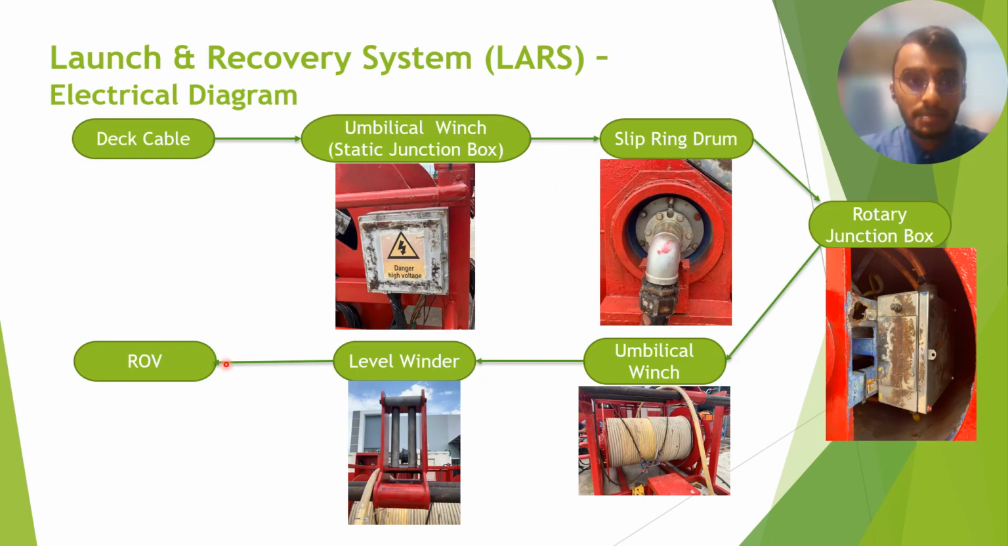Now I would like to explain the electrical diagram of the launch and recovery system. We will start from the deck cable. Deck cable will go through the umbilical winch, which is the static junction box. Then it will go to the slip ring drum. From the drum it will go to the rotary junction box inside the drum, followed by the umbilical winch. Then it will follow to the level winder. The level winder's function is to align the umbilical cable. Next it will go to the ROV.